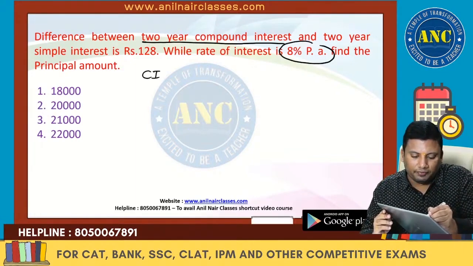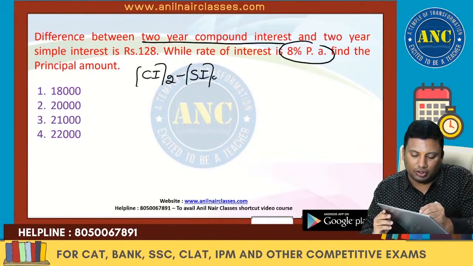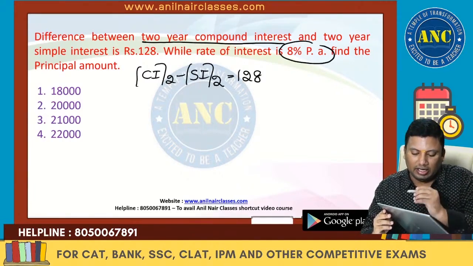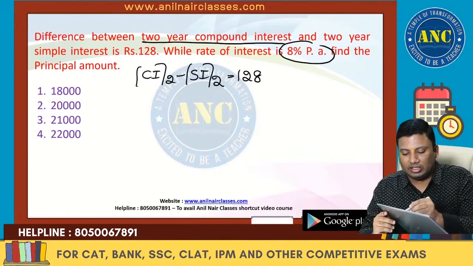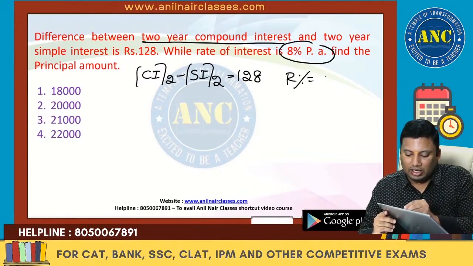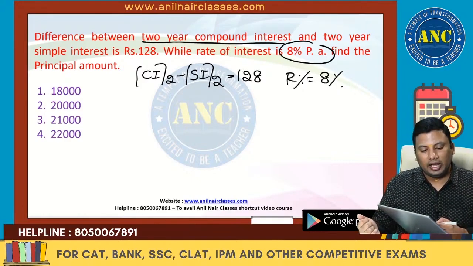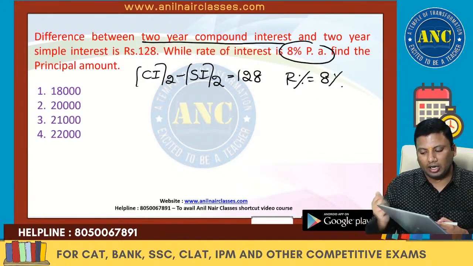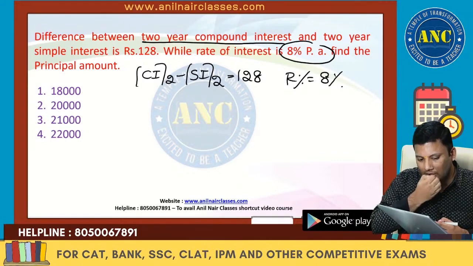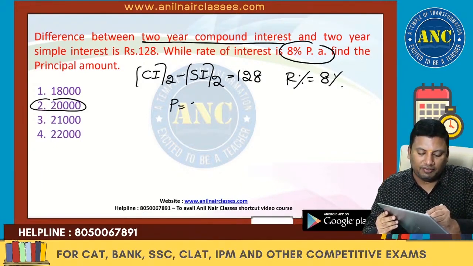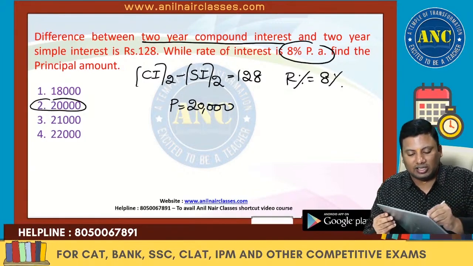CI for 2 minus SI for 2 is nothing but 128. R is nothing but 8 percentage per annum. Now see here. Suppose I take answer option 20,000. If I pick 20,000 as the answer, I will tell you on what basis I am picking.